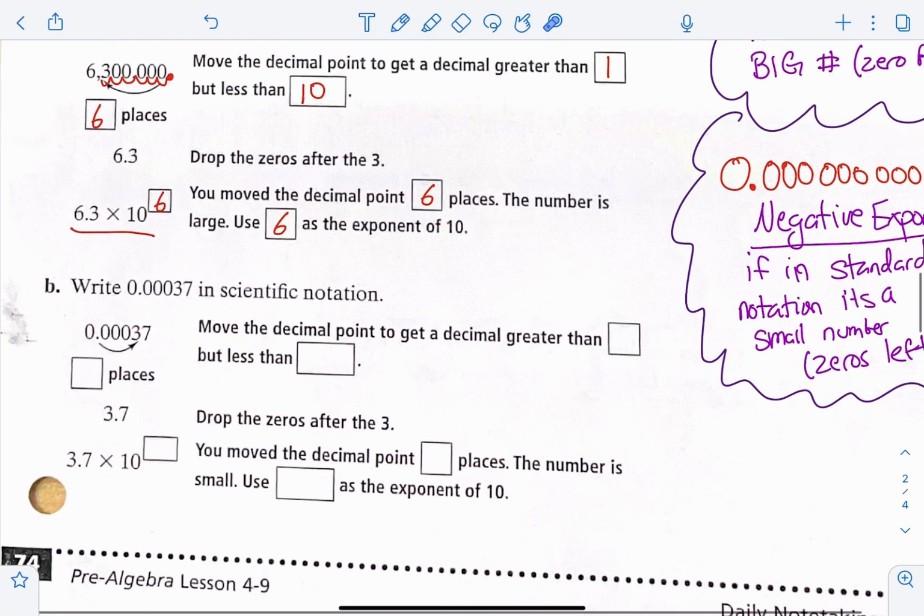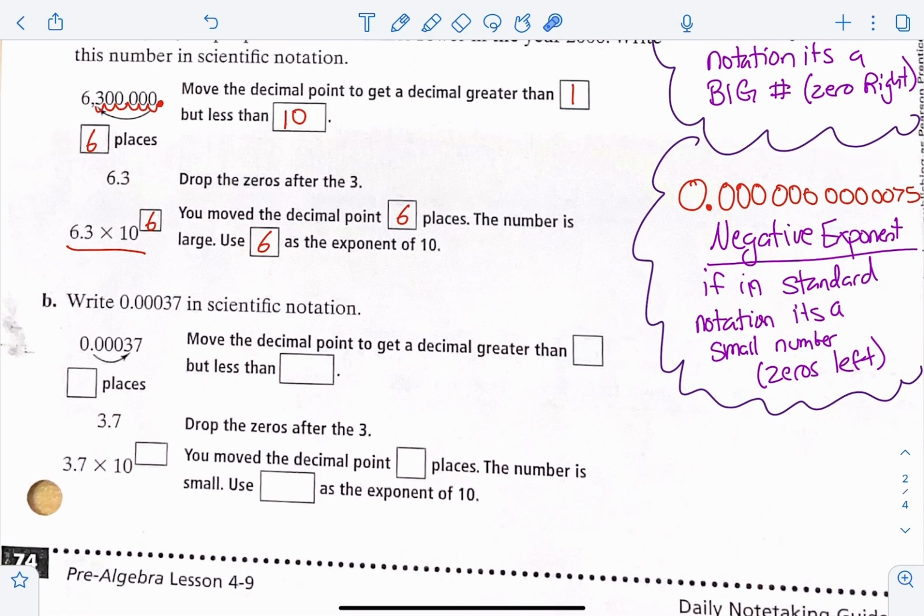It works the same way when you're going the other direction, but like we said over here, when it has zeros in front of it, 0 point something, you're going to end up with a negative exponent when you write your answer. So we have 0.00037. We need to move it so that our factor is greater than 1, but less than 10. So we're going to move it until it's 3.7. So that means we're going to go 1, 2, 3, 4. We're going to move it 4 places.